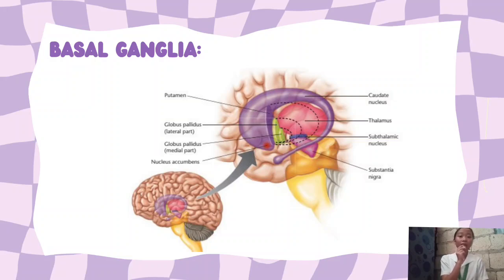It selects and initiates voluntary movements, and helps learn new skills and habits. An example is that when you first learned to ride a bike, you had to think about every move. Now you can ride without thinking. This part helped turn that skill into a habit.